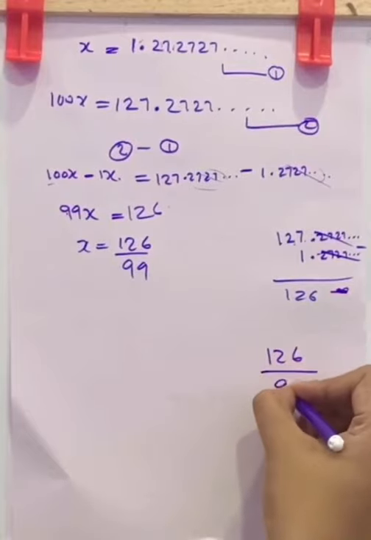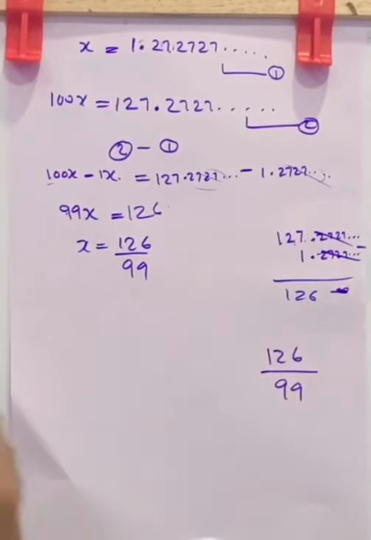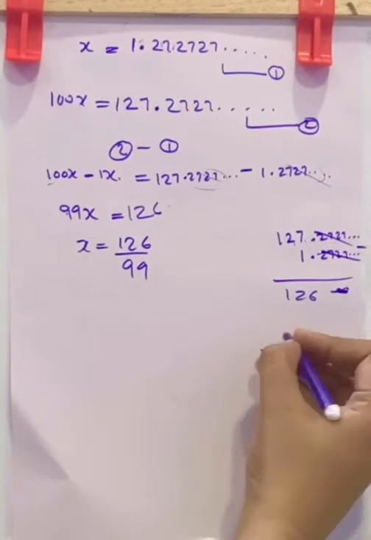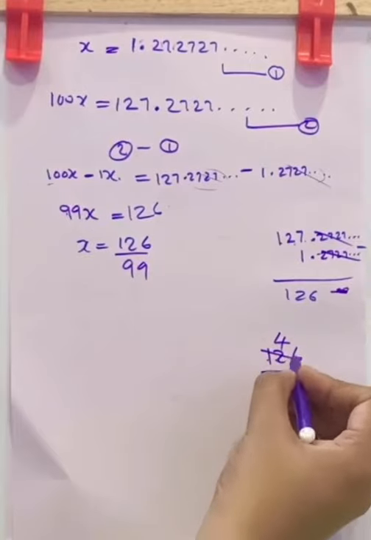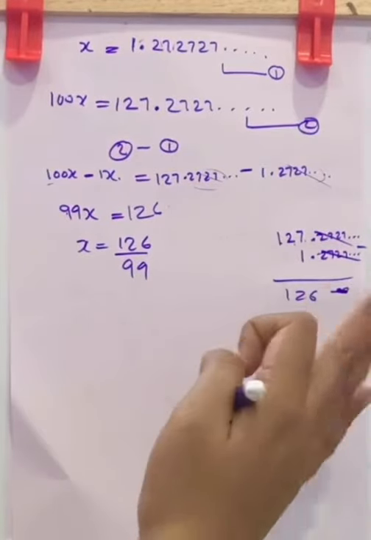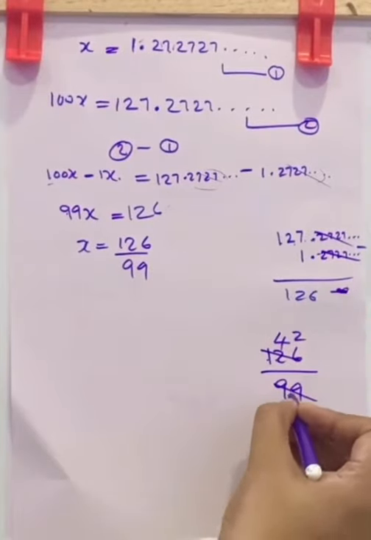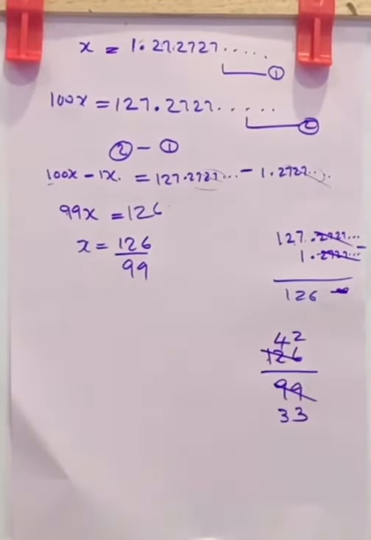126 by 99. How will you cut with 3? Take 12. In 12, how many times 3? 4 times. 4 3s are 12. Now in 6, how many times 3? 3 2s are 6, so 42. Now in 99, 3 3s are 9 and 3 3s are 9. Now again 42 by 33.